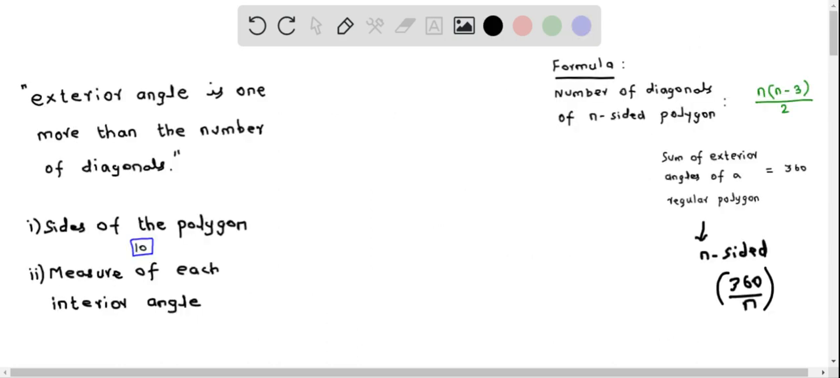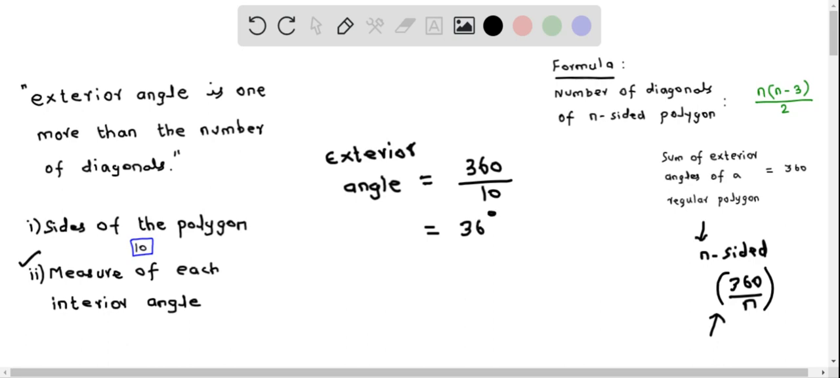We now determine the measure of each interior angle of this 10-sided polygon. We know that the measure of each exterior angle is given by 360 over n. So I'm going to first determine the measure of each exterior angle, and this equals 360 over 10. We divide 360 by 10, we get 36. So 36 degrees is the measure of each exterior angle.